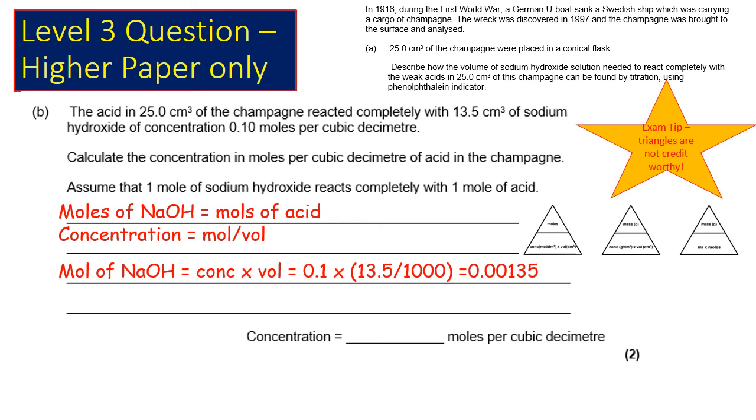So moles of sodium hydroxide equals concentration times volume. That's 0.1 times 13.5 divided by 1000, converting to decimetres cubed again, and that gives me a value of 0.00135. So the concentration of acid is going to be 0.00135, because moles of sodium hydroxide equals moles of acid, divided by 25 divided by 1000, which equals 0.054 moles per decimetre cubed.